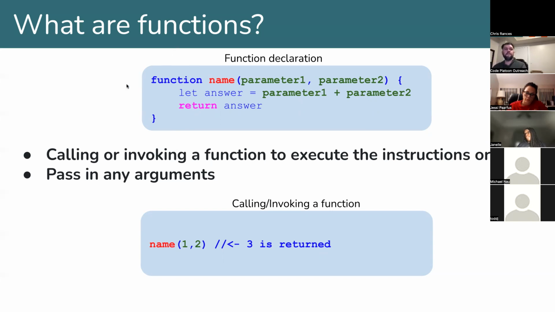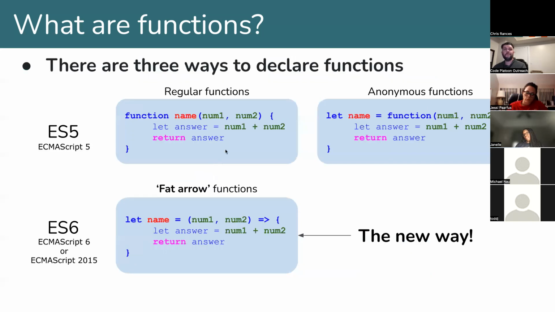So what are functions? Calling or invoking a function to execute the instructions or task, passing in any arguments, right? So this is a function declaration. And right here, we're calling the function. When you do this, this doesn't do anything. You declare the function, but you actually have to call the function for something to happen. And we'll talk about that as well. There are three ways to declare a function.